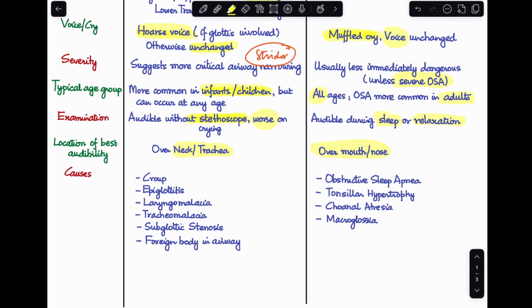And lastly, let's talk about a few causes of each one of them. For stridor, some common causes could be croup, epiglottitis, laryngomalacia, tracheomalacia, subglottic stenosis, and foreign body in the airway. Some examples of causes for stertor are obstructive sleep apnea, tonsillar hypertrophy, choanal atresia, and macroglossia. So you can see the site of obstruction in these causes is so different from each other.